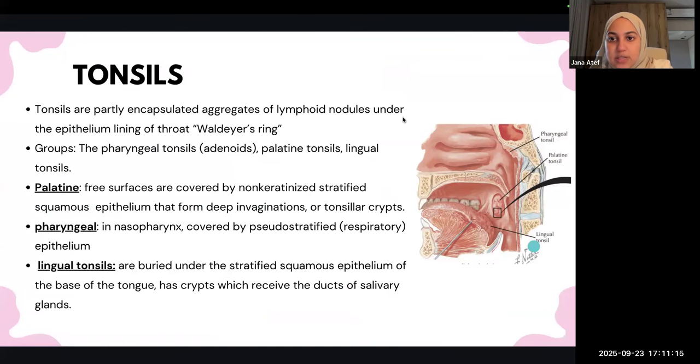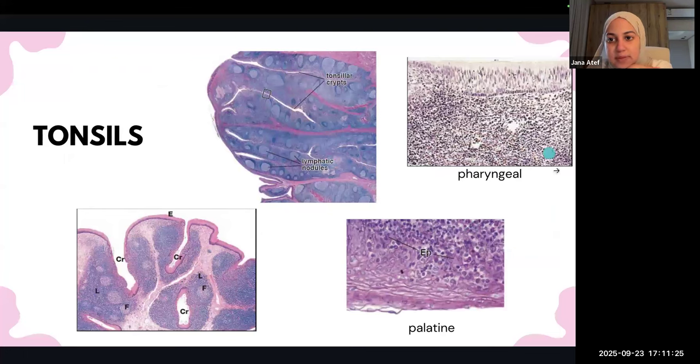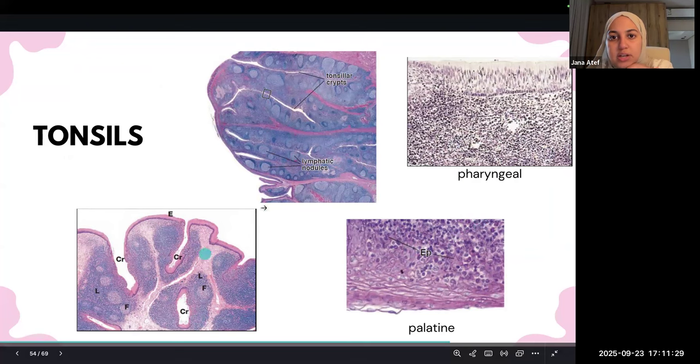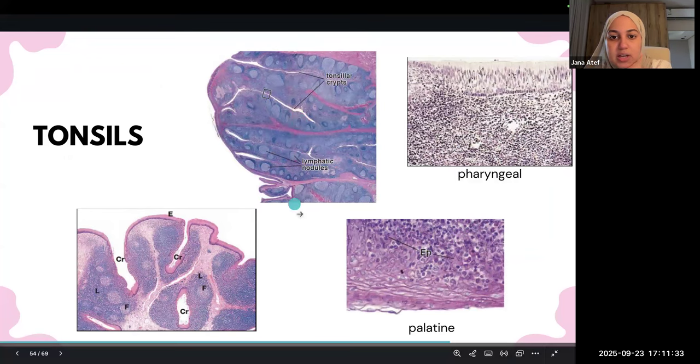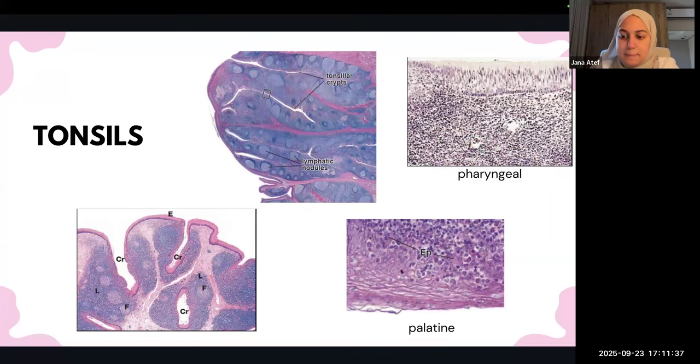The most important part is just to know how you can identify each of them: from the location, from the epithelium, and if it has saliva, then it's lingual. As for the pictures, this is a pharyngeal, this is palatine, and I'm going to check. I think this is a lingual tonsil. I'm going to label it too after the palatine.